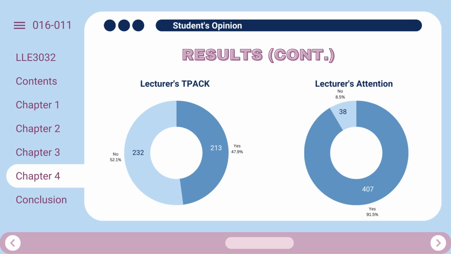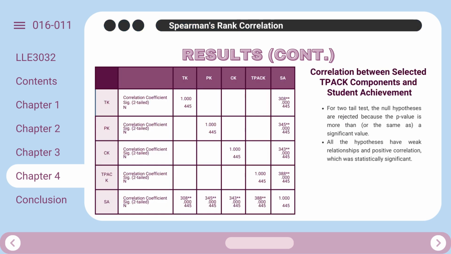Next, almost all the respondents, representing 407 students, perceived that Al-Ghazali Dialogue English Communication lecturers give their total energy to make the students' learning easier, but the other 38 students felt otherwise. It can be concluded that the lecturers have given full attention to the students during online learning. The correlation between selected TPACK components and student achievement is portrayed in the table. For two-tailed tests, the null hypotheses are rejected because the p-value is less than or the same as the significance value. All the hypotheses have a weak relationship and positive correlation, which was statistically significant.